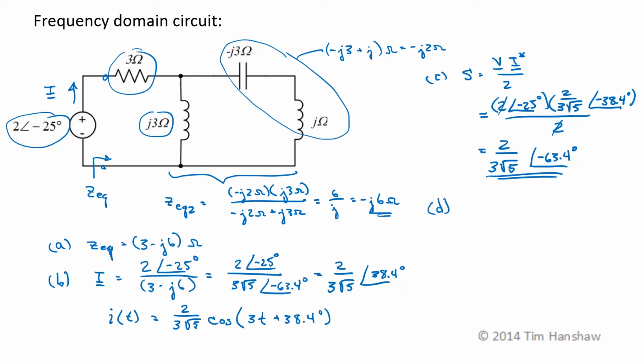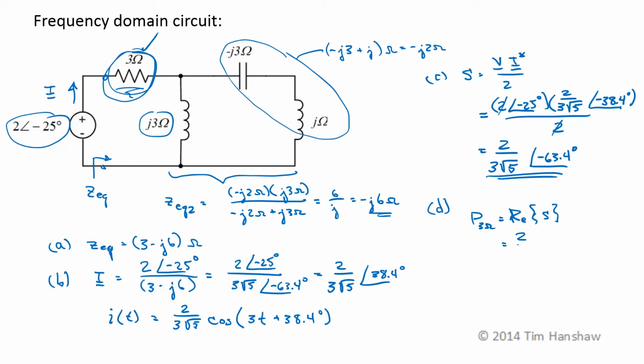In part D, I want the power dissipated by this 3 ohm resistor. And I have a trick I can pull here. The only resistor in this circuit is this 3 ohm resistor. So any average or real power in the circuit will be dissipated by that 3 ohm resistor. So I can just take the real part of S. That gives me the power dissipated by all of the resistors in the circuit. Since there's only one resistor, that will give me the power dissipated by that resistor.